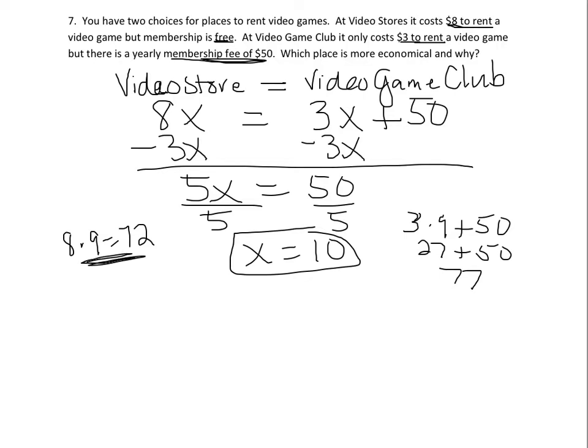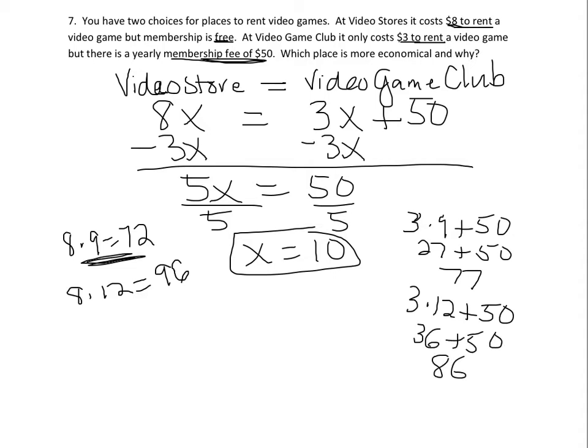Let's see if we went over 10. Let's pick, say you did 12. According to this, you do 8 times 12 for the video store. 8 times 12 would cost you $96 if you rented 12 video games in a year. Let's see what it would cost for Video Game Club if we did 3 times 12 plus 50. 3 times 12 is 36 plus 50. It would cost you just $86. So if you were going to rent more than 12 in a year, it looks like Video Game Club would be the better buy.